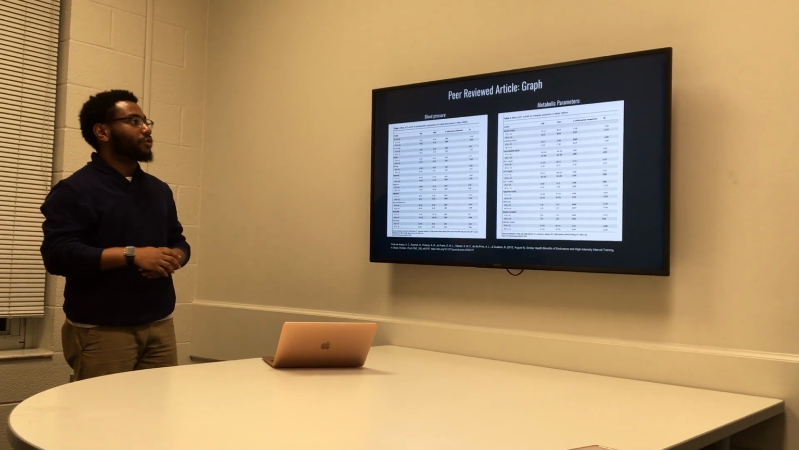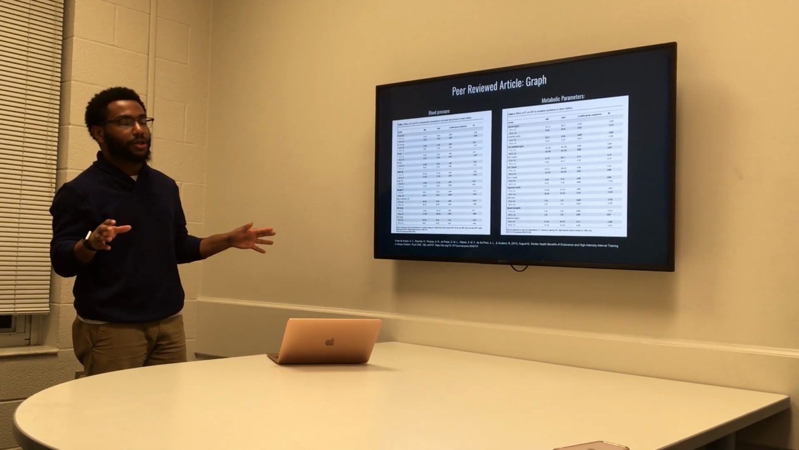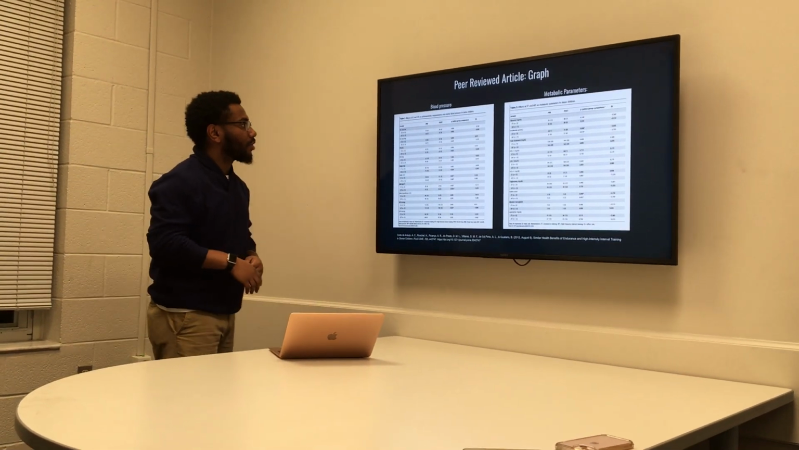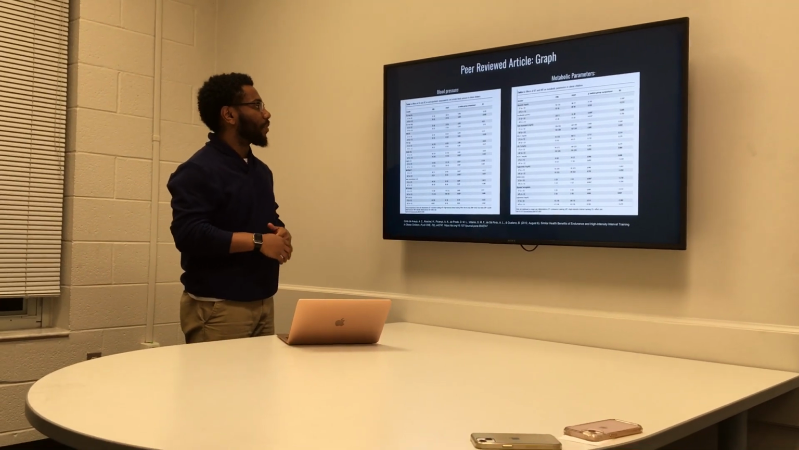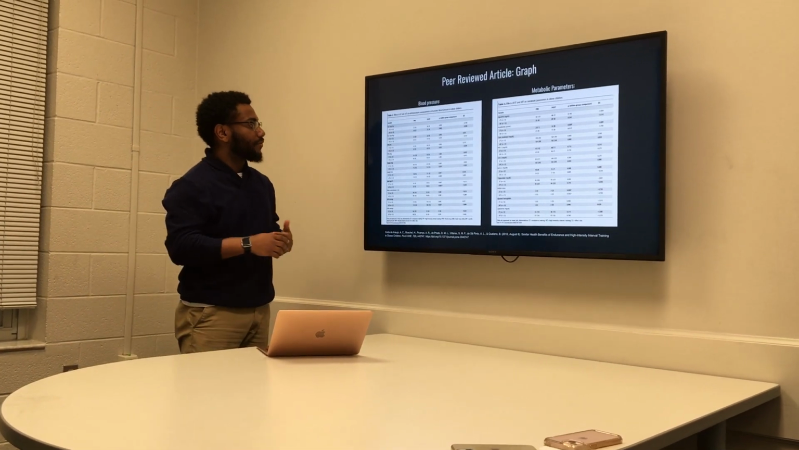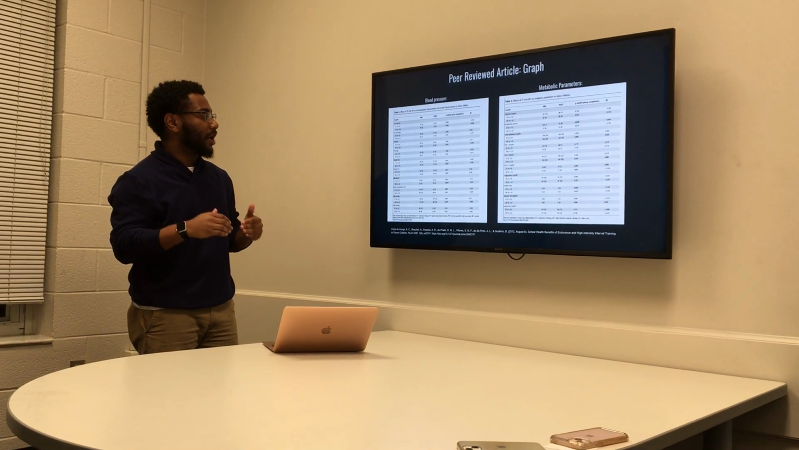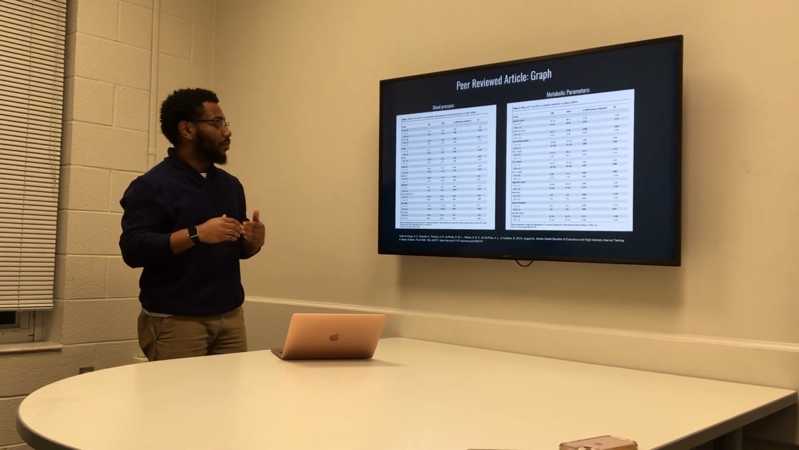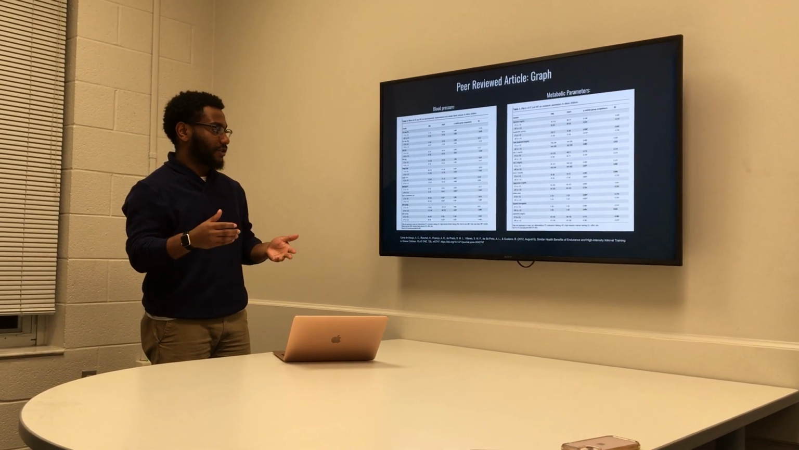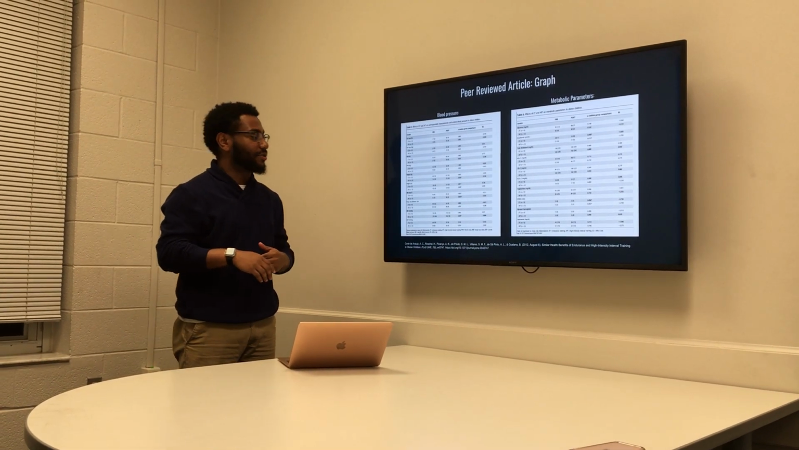From one of my reviewed articles, this is a graph discussing the blood pressure and the metabolic parameters. From here on the left with the blood pressure, it discusses the variables: fat mass, free fat mass, weight, height, body mass index, waist circumference, and the systolic and diastolic blood pressure.